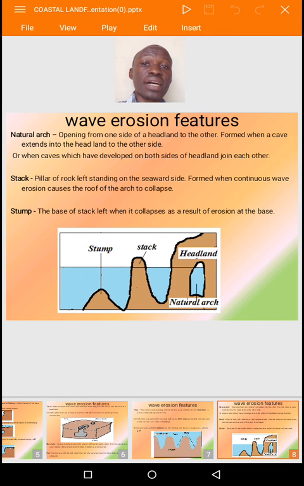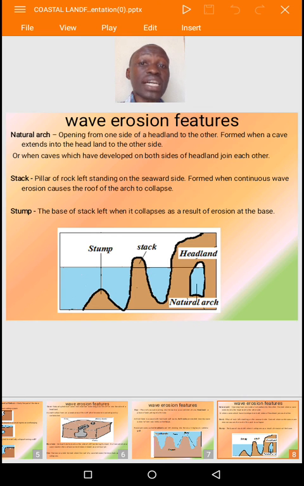Our other set of landforms at the coast, which are erosional. We talk about the arch. It is an opening from one side of the headland to the other. In other words, we have a cave eating into the headland. It makes an opening, like we see in our illustration there. They can also happen when caves develop on either side of the headland. Remember, the headland is that piece of land that protrudes, that enters the sea.